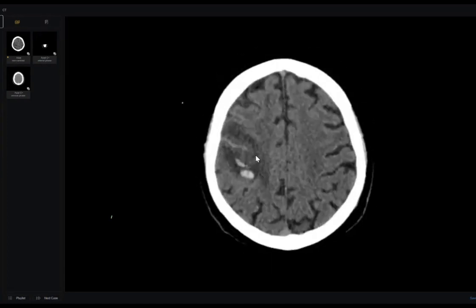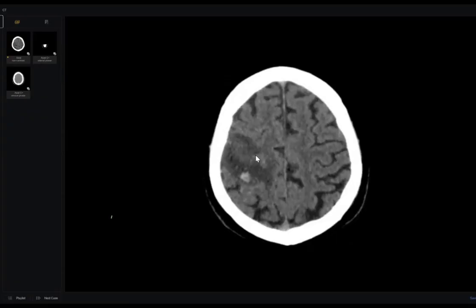Okay, what else? In other, what other situation does arterial cerebral infarction become hemorrhagic or show some hemorrhage?